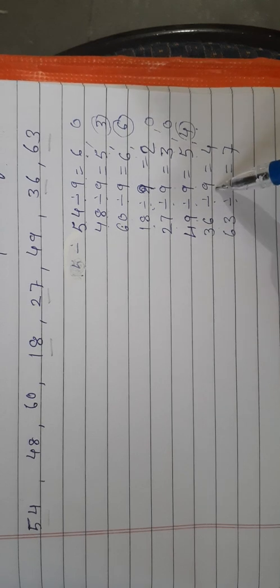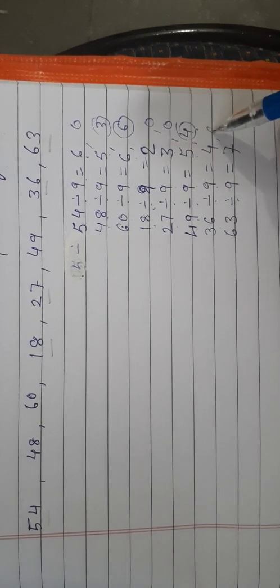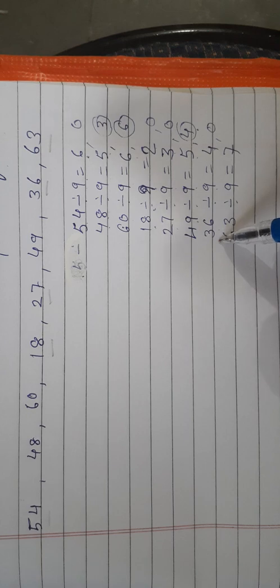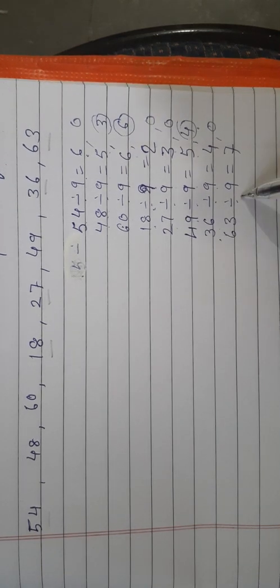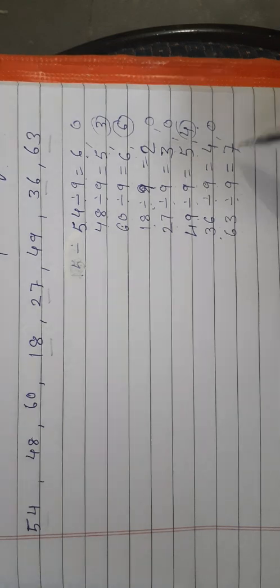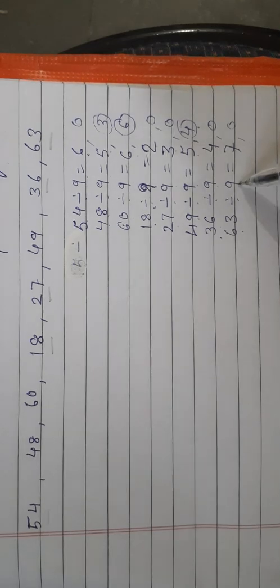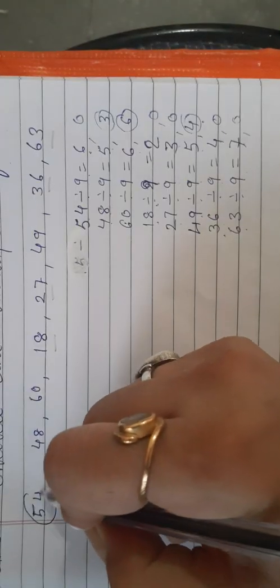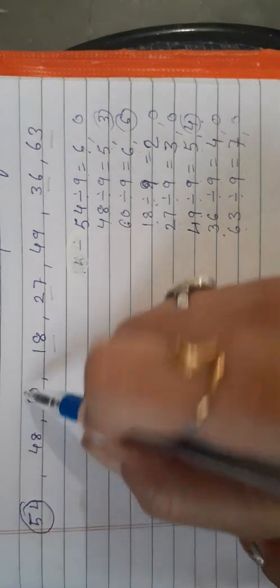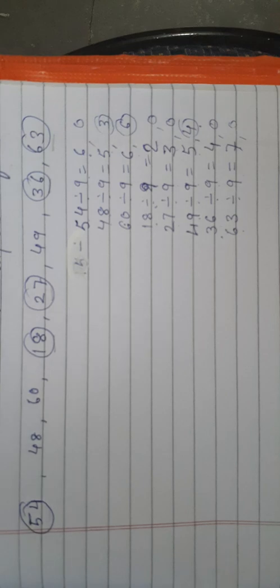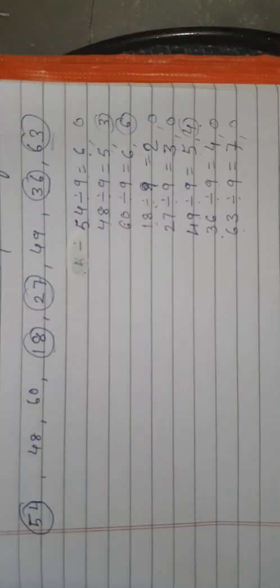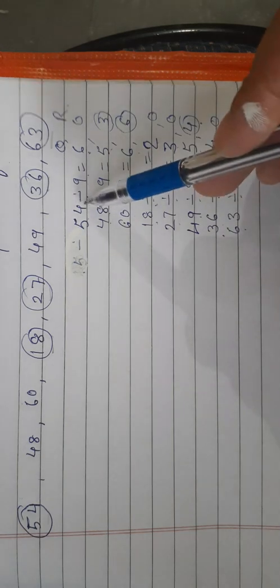Now 36 is divided by 9, we will get 4 as a quotient and 0 as a remainder. So 36 is a multiple of 9. Now 63 divided by 9, we will get 7 as a quotient and 0 as a remainder. So 63 is also a multiple of 9. So 54, 18, 27, 36 and 63 are multiples of 9. No need to write this work.